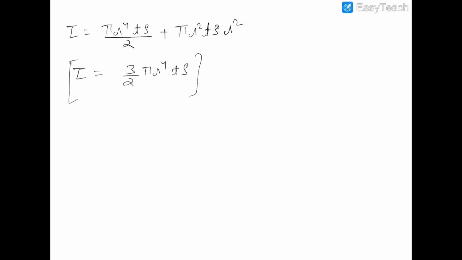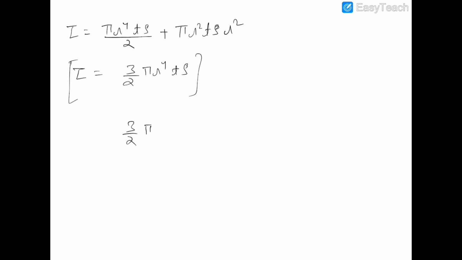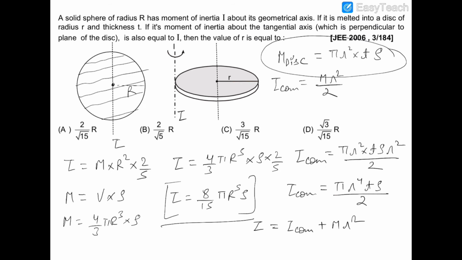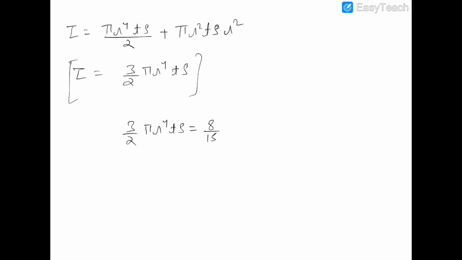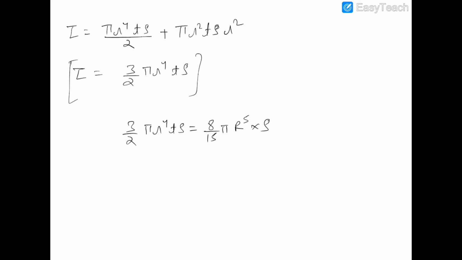And this moment of inertia is also equal to this one. So 3 by 2 pi r to the power 4 t rho is equal to 8 by 15 pi R to the power 5 into rho. So cancelling rho with rho and pi with pi, you can see that small r to the power 4 is equal to 16 by 45 R to the power 5 divided by t.